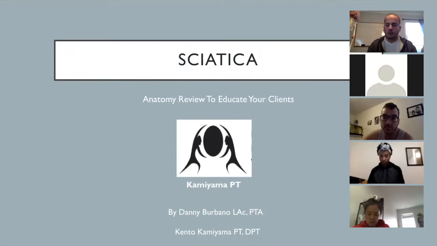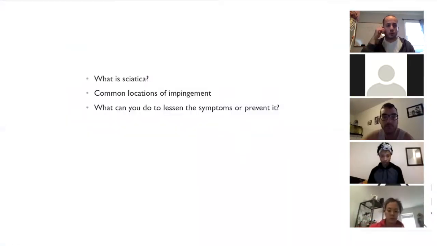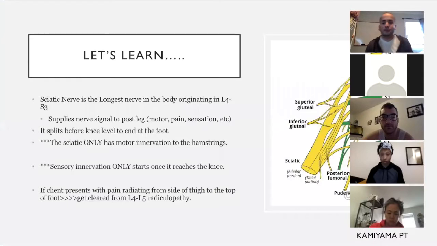So we're going to discuss a few elements. Of course, we're going to discuss the anatomy, components, and all of that. But we're also going to discuss common locations of impingement and the problem mechanisms involved in it. And of course, we're going to discuss some recommendations to lessen those symptoms, but also to prevent it. All right, so let's get this party started.